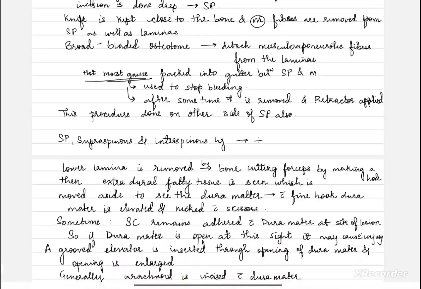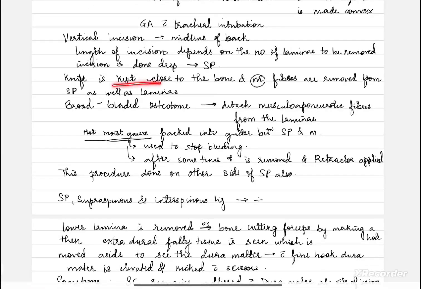The knife is kept close to the bone and muscle fibers are removed from the spinous process as well as the lamina. Now a broad bladed osteotome detaches the muscular aponeurotic fibers from the lamina. Hot moist gauze is packed into the gutter between the spinous process and muscles. It is used to stop the bleeding. After some time it is removed and a retractor is applied. This procedure is done on the other side of the spinous process also.